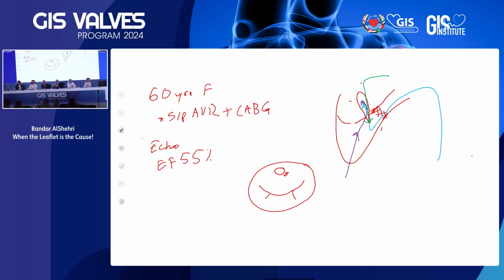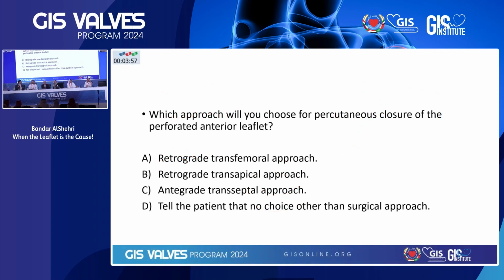And one more thing, I think we should also do a CT scan just to see the shape of the hole and measure it. I think the most important thing is not just crossing, it's the device selection. I don't know what kind of device will fit this. Probably multiple attempts to see. Okay, so tell us what happened next, Bandar.